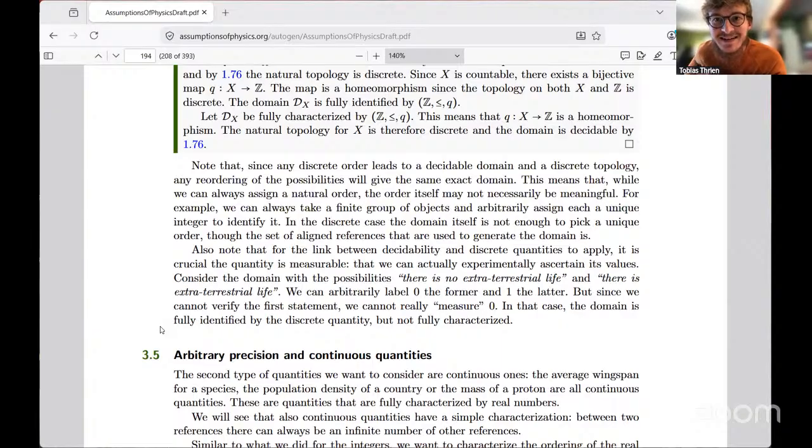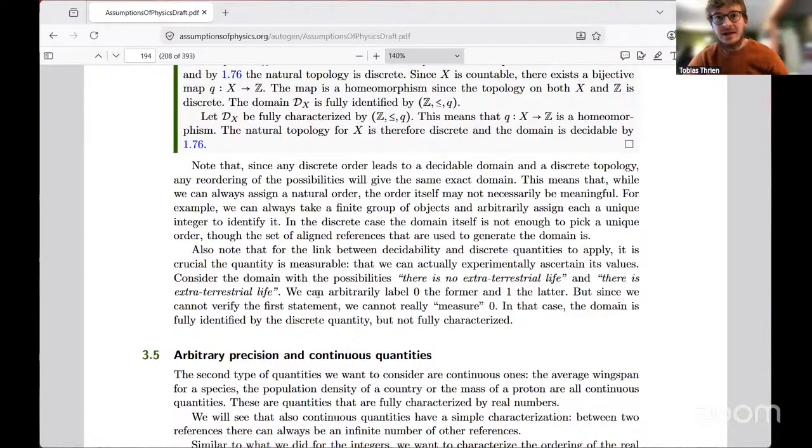In the discrete case, the domain itself is not enough to pick a unique order, though the set of aligned references that are used to generate the domain is. We've seen there are many orders, though the set of aligned references that are used to generate it, the domain, is.